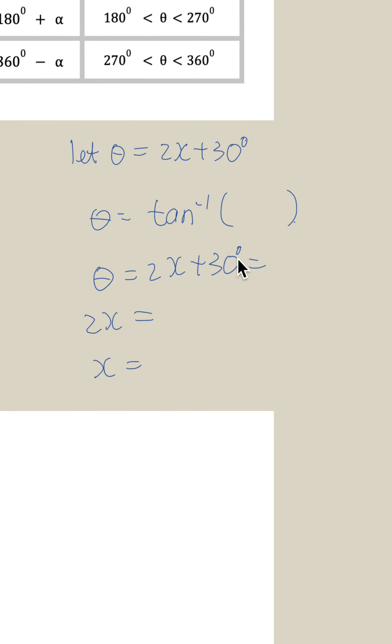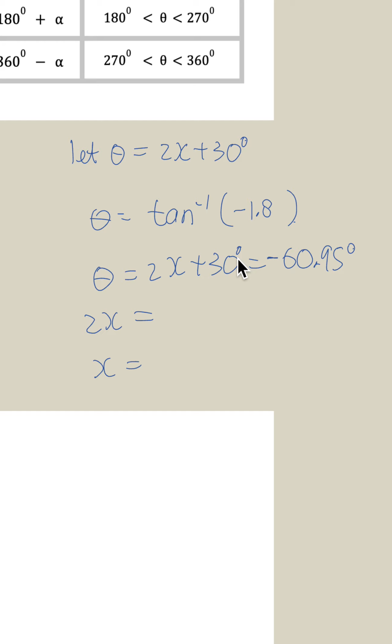Now let's calculate theta. Let theta equal 2x plus 30 degrees. So theta is the inverse tangent of negative 1.8, which means theta itself, which equals 2x plus 30. We just press inverse tangent of negative 1.8. You're going to get negative 60.95 degrees.